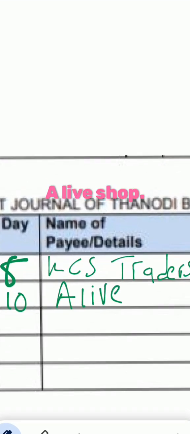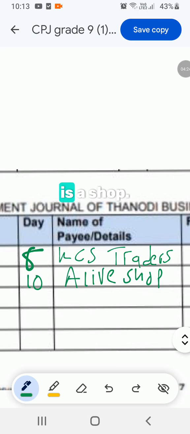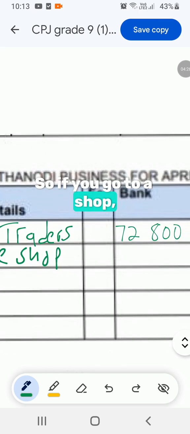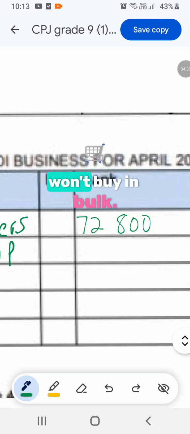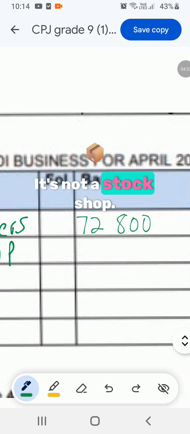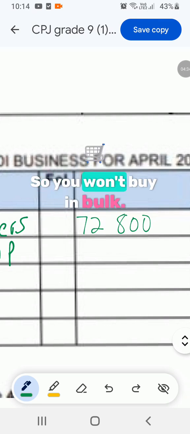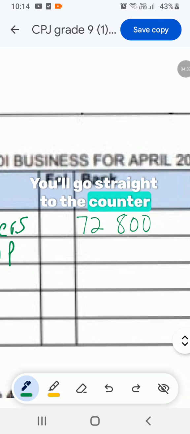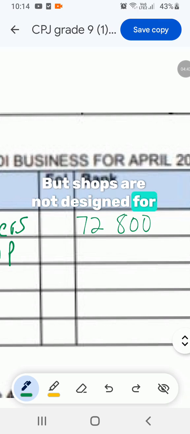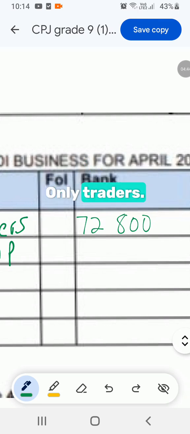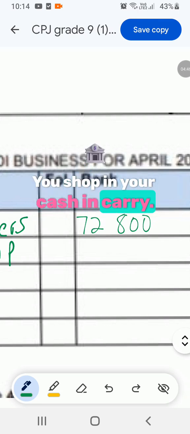Alive Shop. Now, this is a shop. If you go to a shop, you will go straight to the counter. You won't buy in bulk. It's not a stock shop. You'll go straight to the counter and go to the machine and pay. Unless you want to buy in bulk, but shops are not designed for that. Only traders, your shop and your cash and carry.